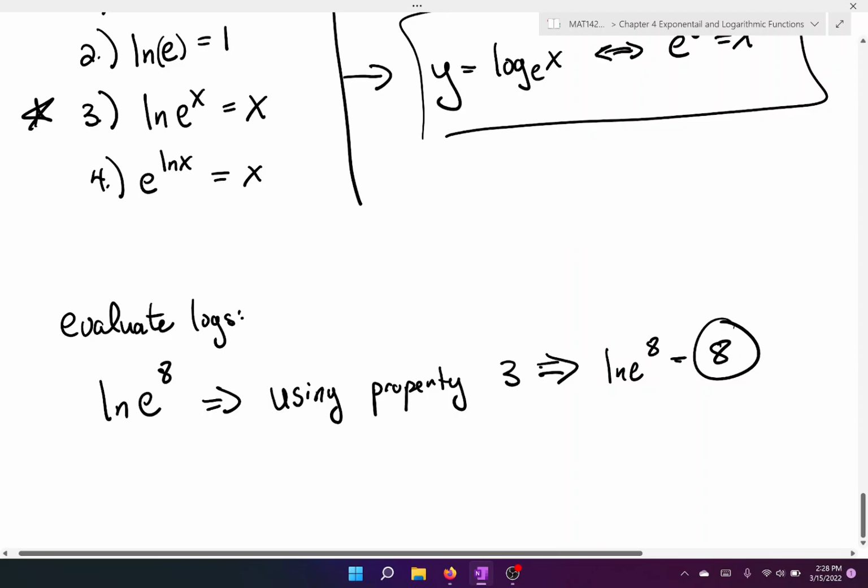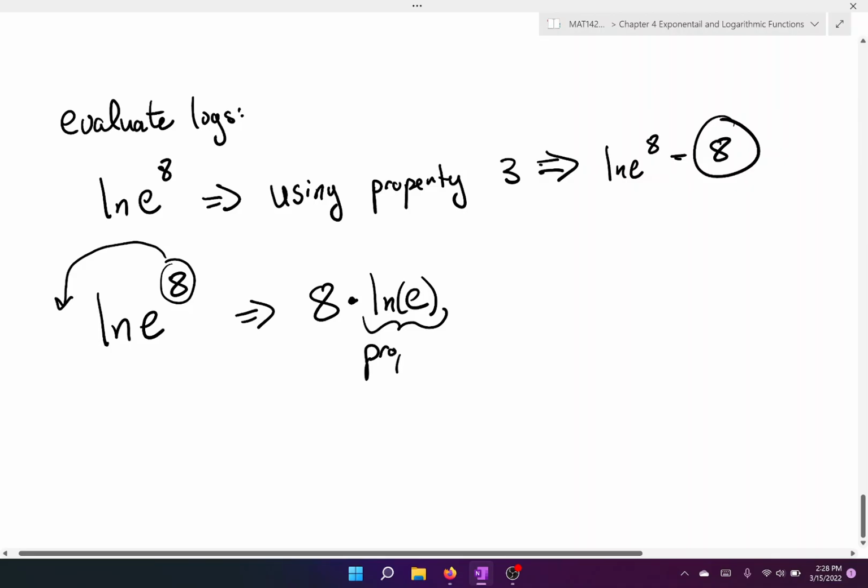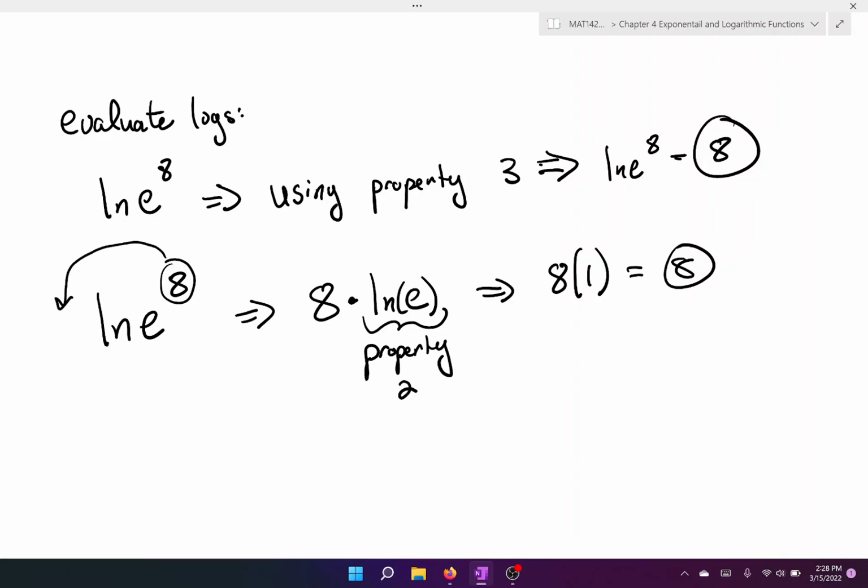What we say is, with property 3, we can actually take this variable and pull it out front. Let me show you. So here we have this exponent right here. I'm going to pull this out front to give me 8 times the natural log of e. Now, by property 2, the ln of e is equal to 1. So this just turns out to be 8 times 1, which is 8. And this is going to allow us to solve problems where the variable is an exponent. We've never looked at problems like that before, but we're going to, okay?